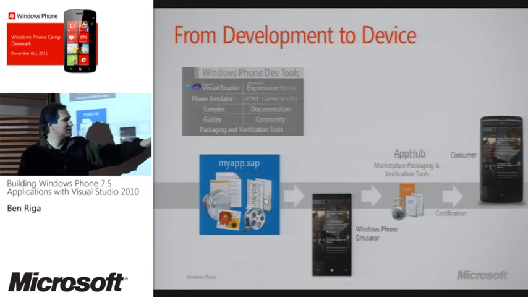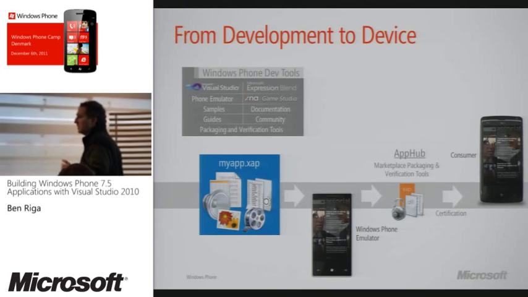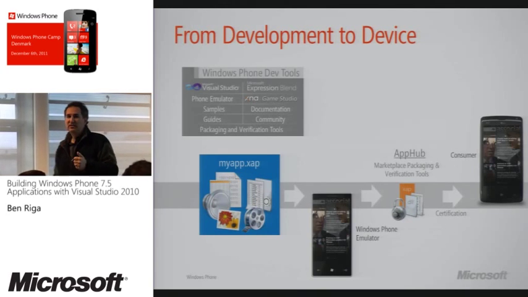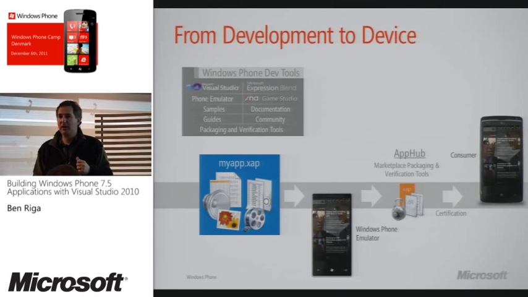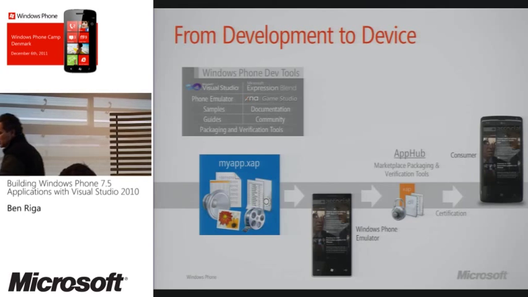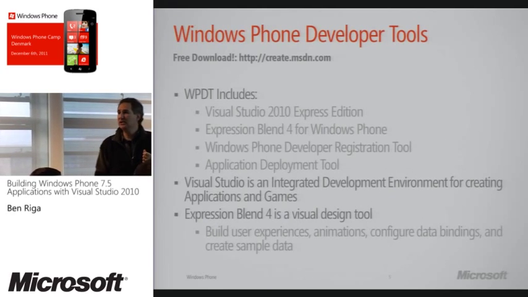If your application passes certification, then it's made available via the Marketplace, and the consumer can then download via the Marketplace either on a device, on the PC, in the Zune desktop, or on the web. There's a web catalog as well. So pretty straightforward. In order to get started, the first thing you need are, yes?